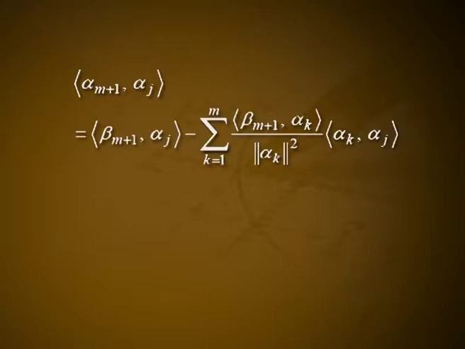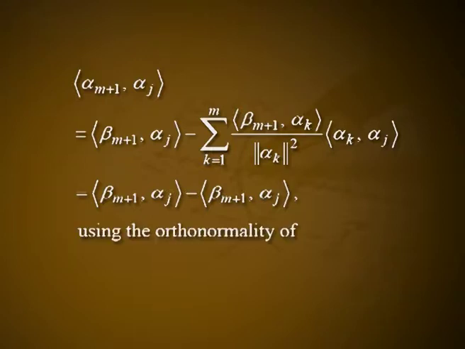Also, if 1 less than or equal to j less than or equal to m, then inner product alpha m plus 1 alpha j is equal to inner product beta m plus 1 alpha j minus sigma k equal to 1 to m inner product beta m plus 1 alpha k by norm alpha k square, times inner product alpha k alpha j, which is equal to inner product beta m plus 1 alpha j minus inner product beta m plus 1 alpha j, using the orthogonality of alpha 1, alpha 2, etc., alpha m, which is equal to 0. Therefore, the set alpha 1, alpha 2, etc., alpha m plus 1 is an orthogonal set consisting of m plus 1 non-zero vectors in the subspace spanned by beta 1, beta 2, etc., beta m plus 1. Hence, by an earlier theorem, it is a basis for this subspace.